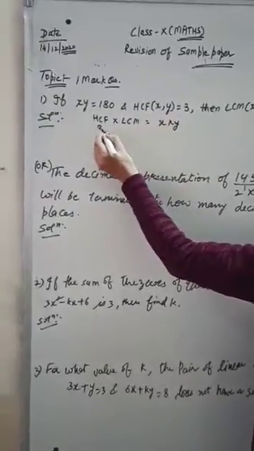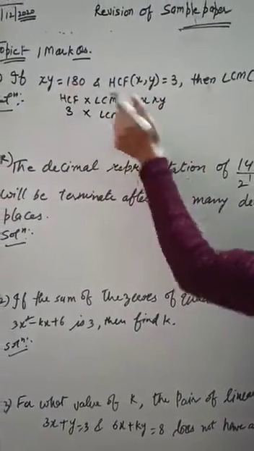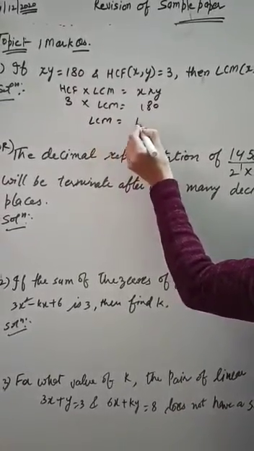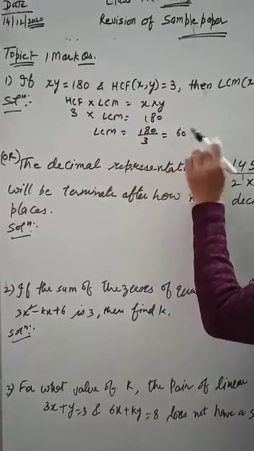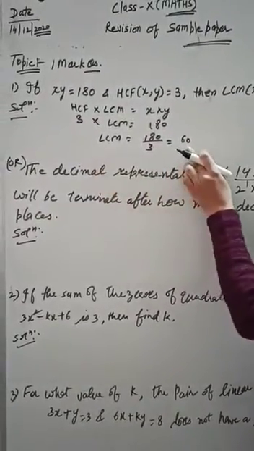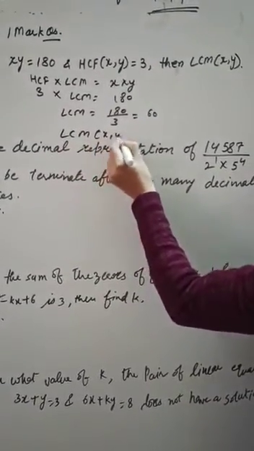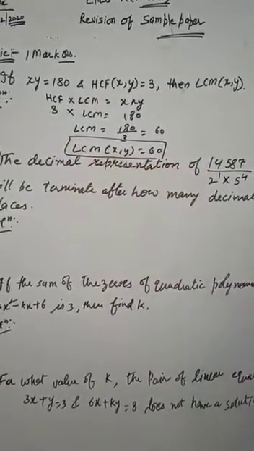So HCF is given, this is 3, and LCM we want to find. The product of these numbers is given to us, that is 180. So LCM of those two numbers is 180 divided by 3, which becomes 60. So LCM of x and y is equal to 60. This is the answer.